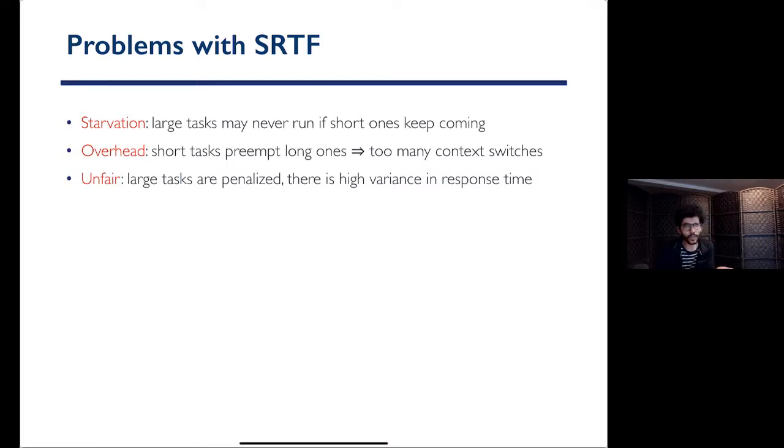The other thing is the overheads. Every time C comes, it requires a context switch. So you're going to have a lot of context switches if short tasks come to your system very frequently. Every time they come, you have to have a context switch and give them the CPU. The last one is very related to the starvation. You're basically penalizing large tasks. The fact that you're starving them means that you're not fair to them.